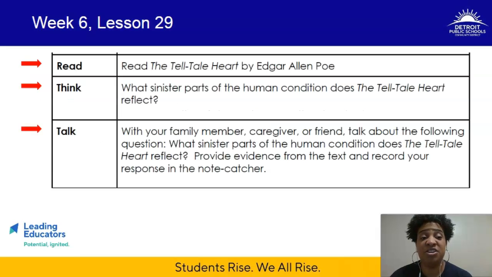We are going to continue doing our read, think, talk, write, close routine, and you are going to read through the text again, skimming this time. And you're going to think about that guiding question today.